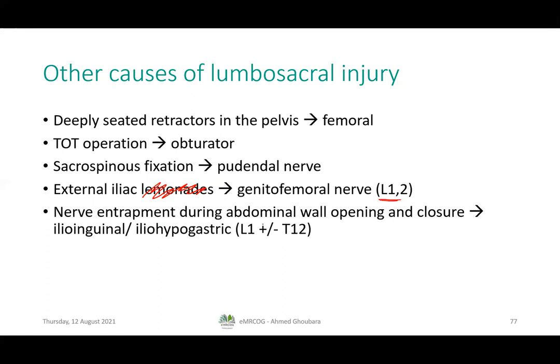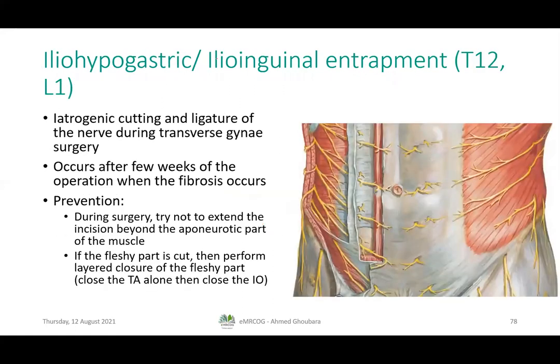Okay. Nerve entrapment during cesarean section. This one. Iliohypogastric and ilioinguinal nerve entrapment. When you cut through this one, okay, during Pfannenstiel incision and during cesarean section, you'll cut through the nerve. So you need to be sensible in the length of your incision. You don't have to go that far, okay? You can just be in the middle right here. You'll be good with that, okay? As long as you don't see the fibers of the external oblique muscle, you'll be okay. So mainly the Pfannenstiel incision should be within the aponeurosis, within the fascia, within the sheath. Don't go to the muscles. If you go to the muscles, you will cut the ilioinguinal and iliohypogastric nerves. Okay.